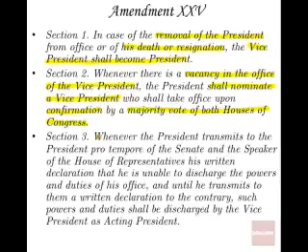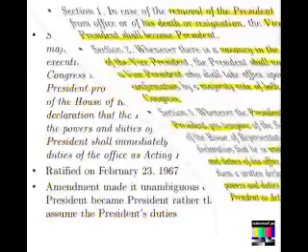And then Section 3, whenever the president transmits to the president pro tempore of the Senate and the Speaker of the House of Representatives his written declaration that he is unable to discharge the powers and duties of his office, and until he transmits to them a written declaration to the contrary, such powers and duties shall be discharged by the vice president as acting president. So basically, if the president says he's incapacitated, then the vice president will, on a provisional or temporary basis, become acting president of the United States.